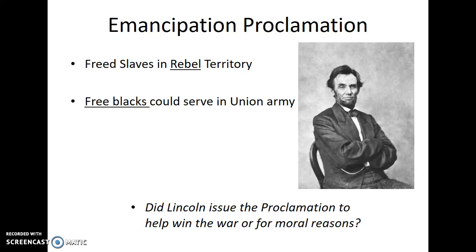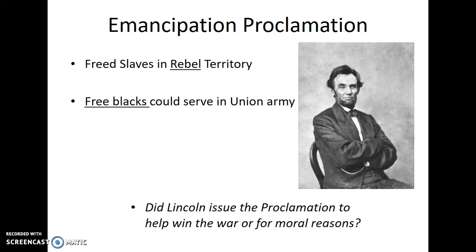But from Lincoln's point of view, he understands the morality of this, but it's also a military move. He's the commander in chief, and he's trying to win the war, and he sees this as a decision that he wants to make to help the Union win the war. What makes this even more complicated is since he did this on his own without the approval of Congress, it is strictly a military decision.